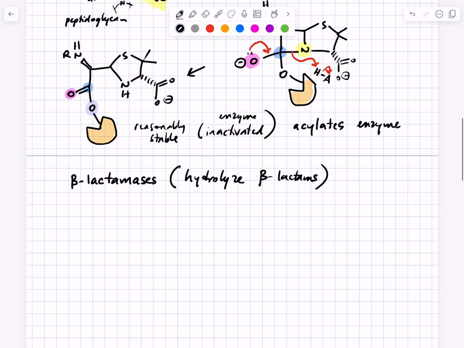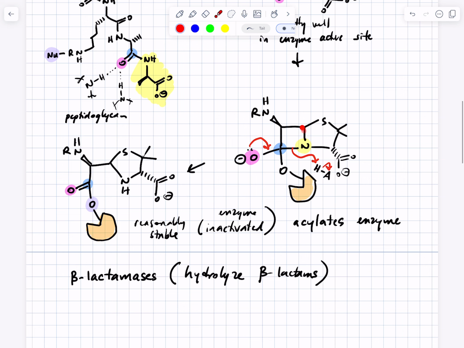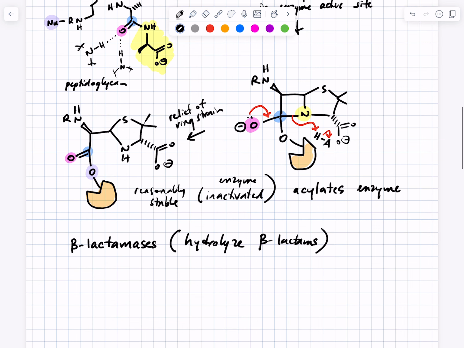So if your bacteria happens to have beta-lactamases, it's going to be able to hydrolyze the lactam. And as you can see, that four-membered ring is really important, right? You need the four-membered ring there so that relief of ring strain helps pay for that nitrogen to leave. If the four-membered ring isn't there, it's no longer a good acylating agent for the bacteria.